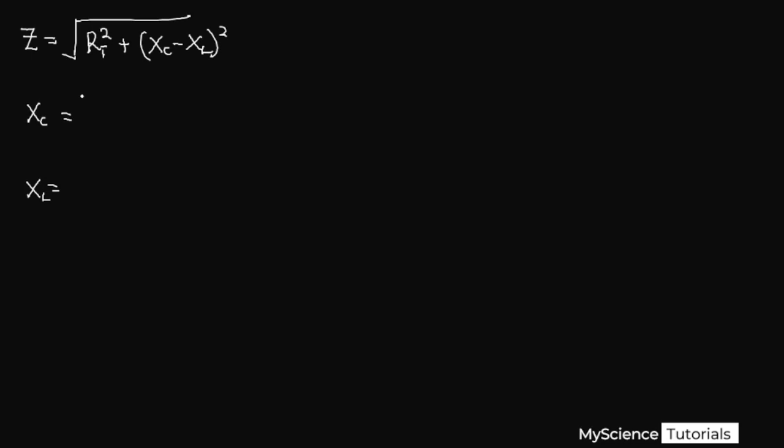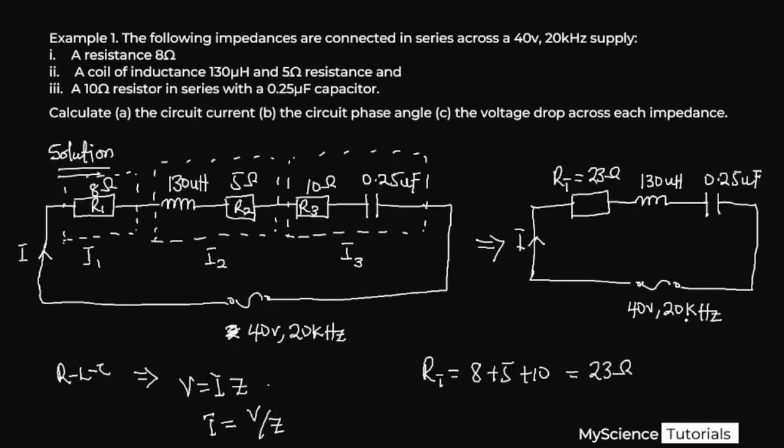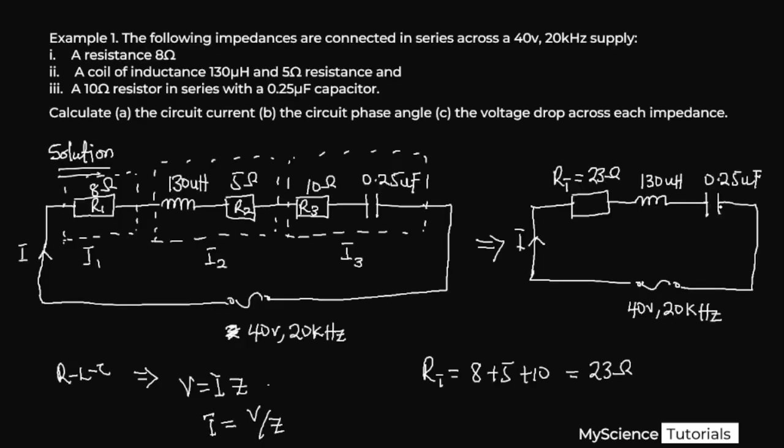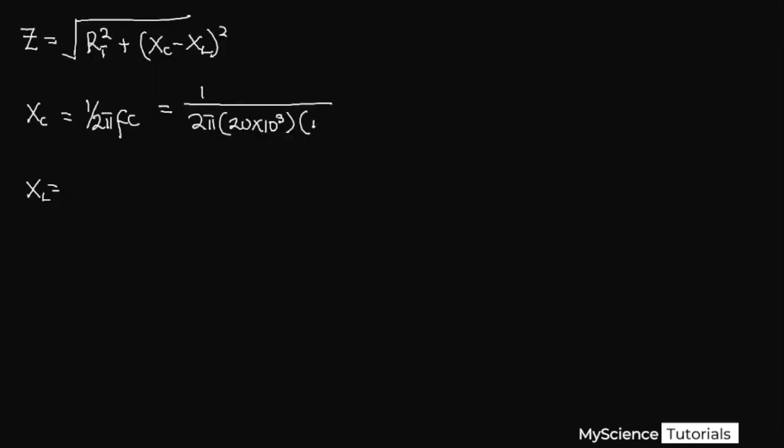Now the capacitive reactance, which we are calling XC, is given mathematically as 1 over 2 pi FC. This means that our XC is equal to 1 divided by 2 pi multiplied by our frequency, given to us in this question as 20k, that is 20,000, or 20 times 10 raised to the power 3, then multiplied by the capacitance of the capacitor, in this case 0.25 microfarad. That will be 0.25 times 10 raised to the power negative 6.